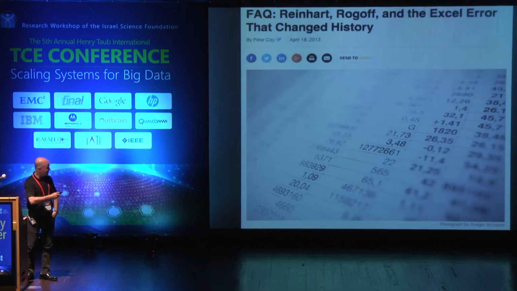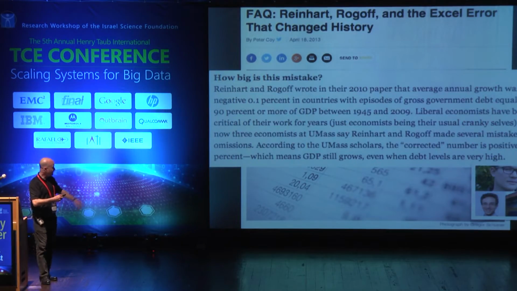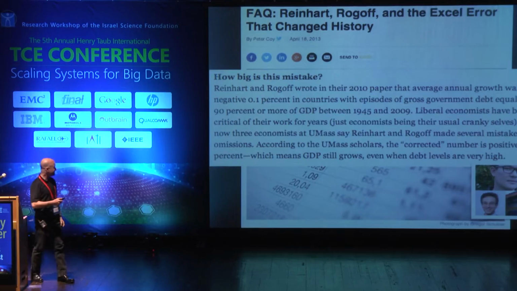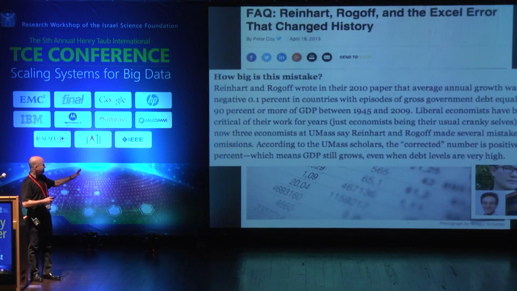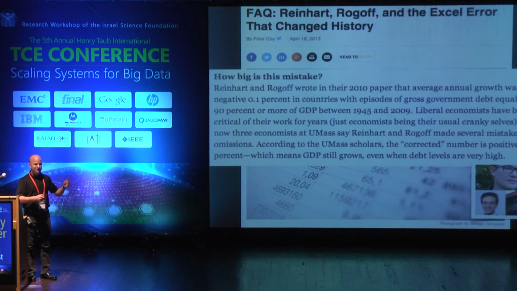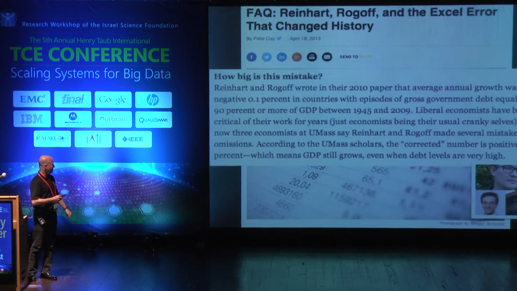This is just a little snippet. These folks down here, and I'll talk about them in more detail, turn out to be economists at my institution, the University of Massachusetts. They did a very detailed analysis that took them some number of months to complete, and they discovered that, when you correct this spreadsheet, the results are not the results that Reinhart and Rogoff heralded.